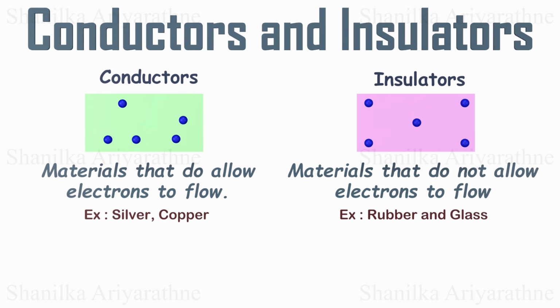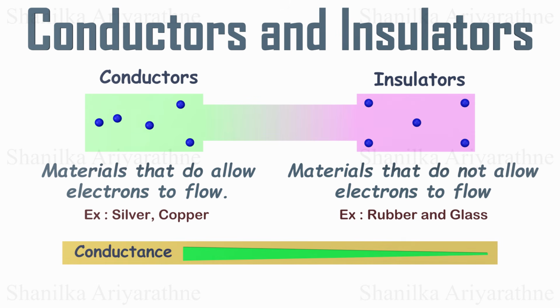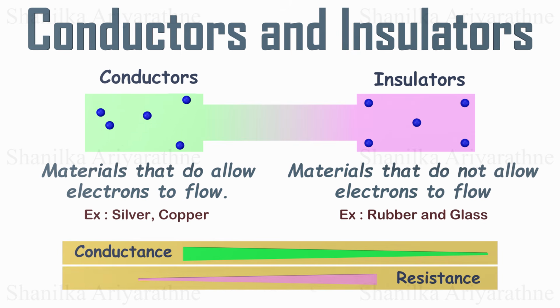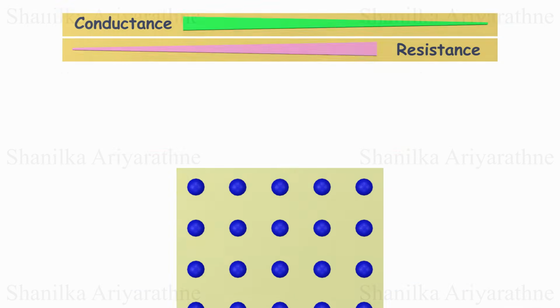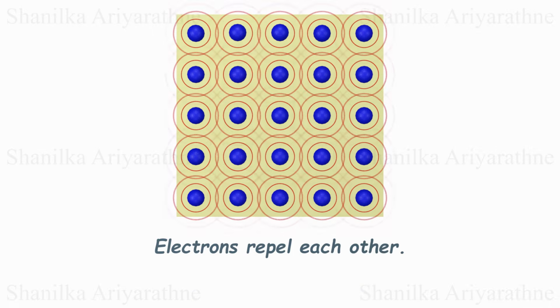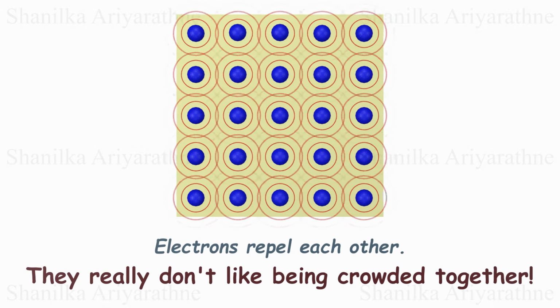Not all conductors treat the moving electrons the same. The degree to which a material conducts electrons is known as its electrical conductance. The opposite of conductance is resistance. Resistance measures how much a material resists the movement of electrons through it. As I mentioned earlier, electrons repel each other. They really don't like being crowded together.